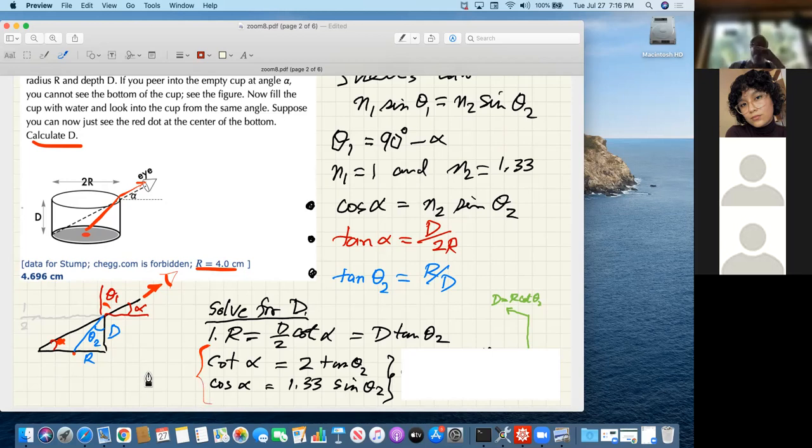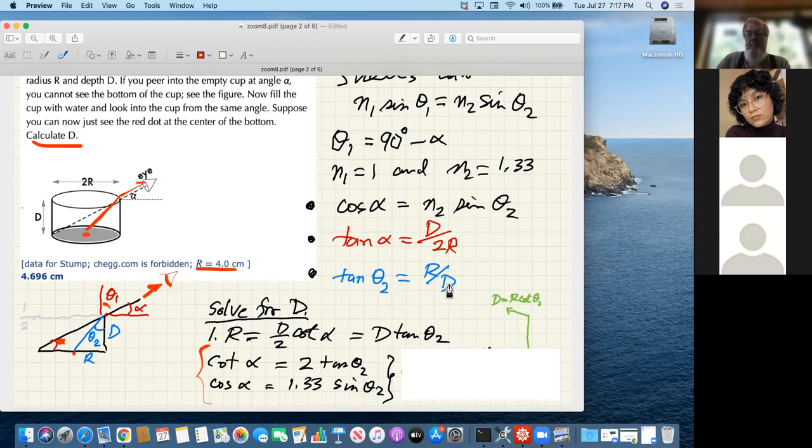All right, so I've eliminated D from the equations, and now I only have two equations with the unknowns alpha and theta 2. I should be able to solve these two equations. Let's try to solve for theta 2, because by this equation, if I know theta 2, I can immediately calculate D.